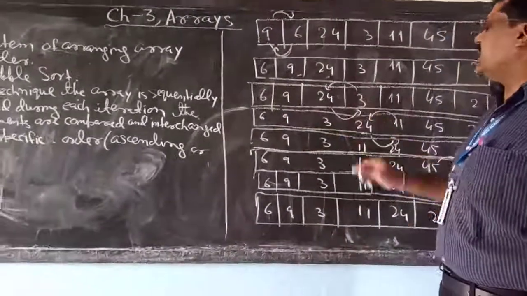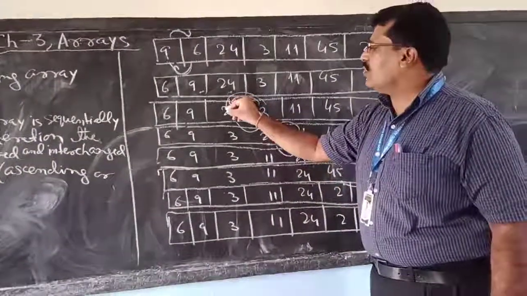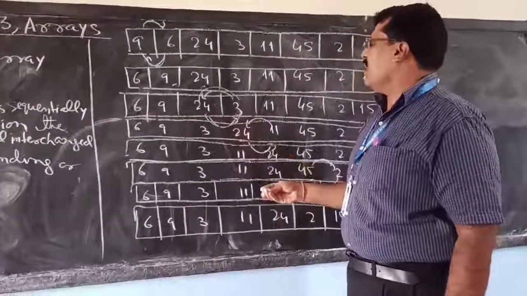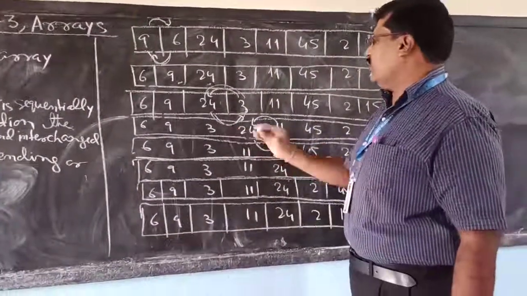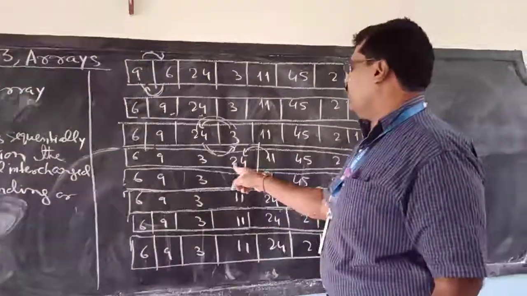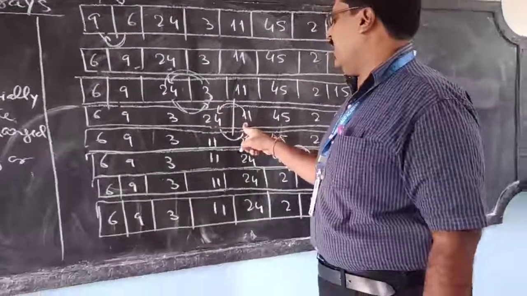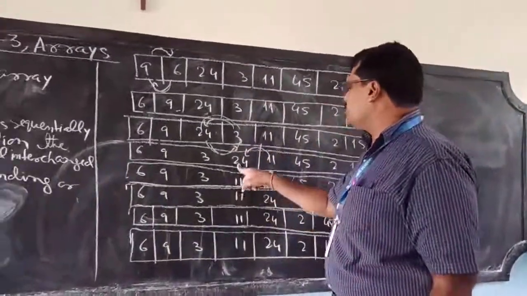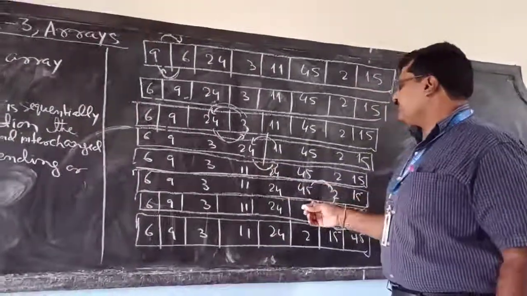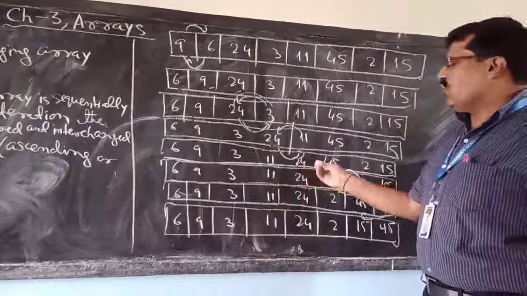Now 24 and 3. The 24 is bigger than the 3, so 3 comes to the 24 place, 24 comes to the 3 place. It will be interchanged. Now 24 and 11 will be checked. 24 is bigger than 11, so 11 will come to the 24 place, 24 will come to the 11 place. They will be interchanged. Now 24 and 45, 24 is already smaller, so no change.